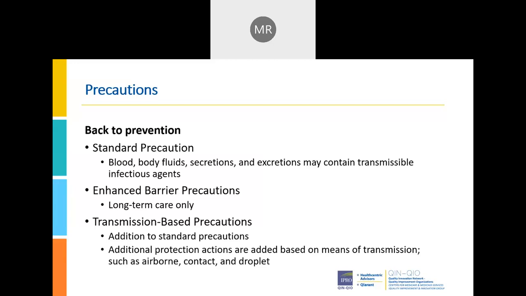and see if there's anything I can help with. So transmission-based precautions is in addition to standard precautions, additional protection actions that are added based on the means of transmission of the organism. So the organism could spread through droplet. We're going to ask you to put a surgical mask on. If the organism is airborne, you're going to be wearing an N95 mask, and you need a negative pressure room. And then obviously contact.